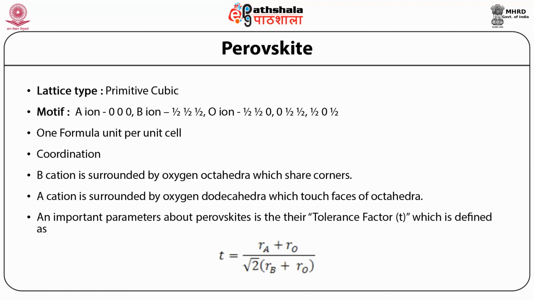An important parameter of the perovskite is the tolerance factor. The tolerance factor is defined as T, and it is given as Ra plus Ro divided by root 2 times Rb plus Ro, where Ra corresponds to the radius of the A cation, Ro corresponds to the radius of oxygen, and Rb corresponds to the radius of the B atom.